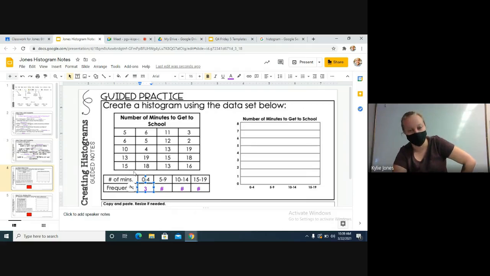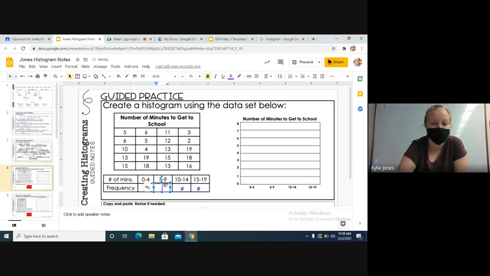The next one, you're looking to see how many numbers are between 5 and 9. And you count the numbers 5 and 9. You use them. So how many are there?